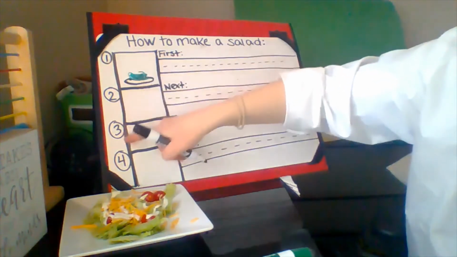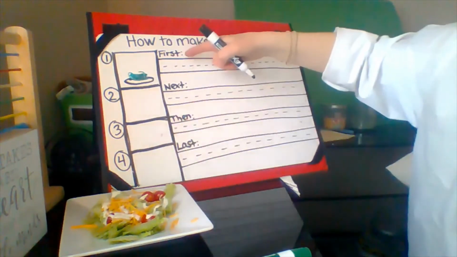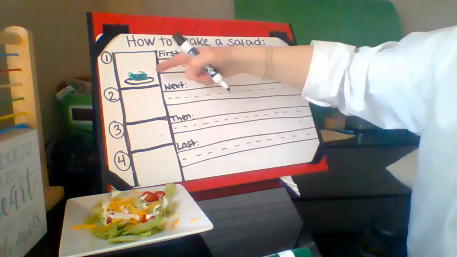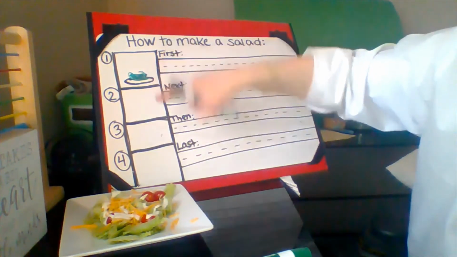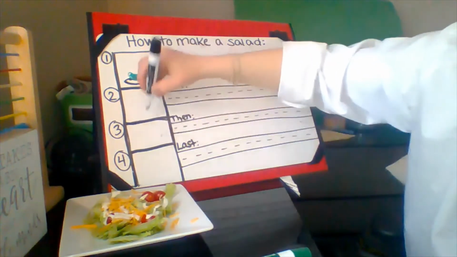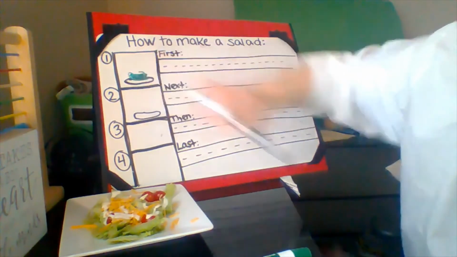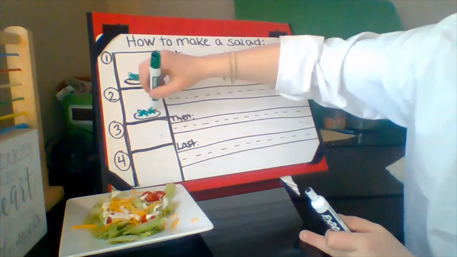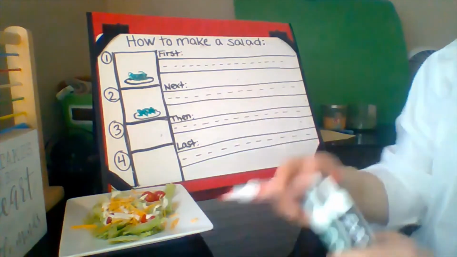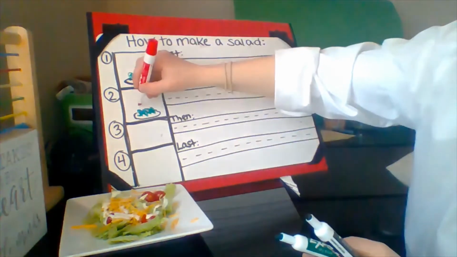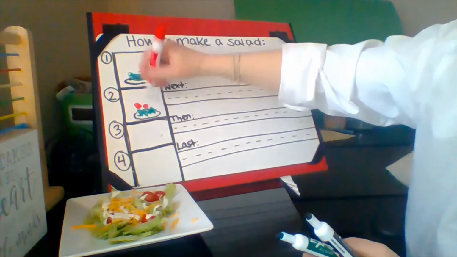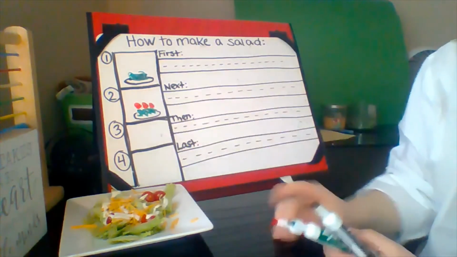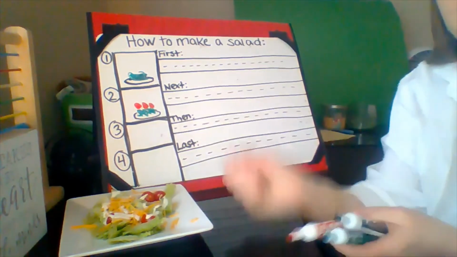I numbered my steps today, and I also have first, next, then, and last. So I've got my plate with my lettuce. Next, or second, I need to keep my plate there. And we already have lettuce on the plate, so we have to make sure the lettuce is still on there. And the next part was add tomatoes. Those tomatoes were oval shaped, so I'm going to just draw some oval shaped tomatoes. What came after? Let me think about it.